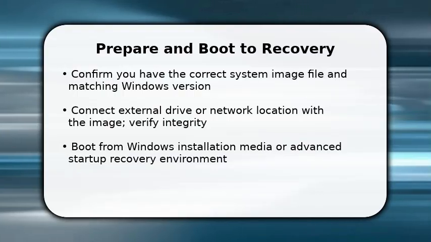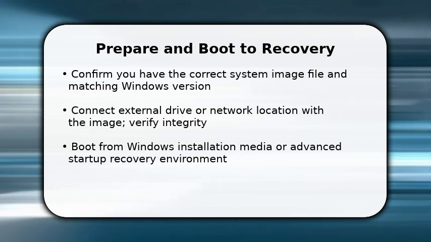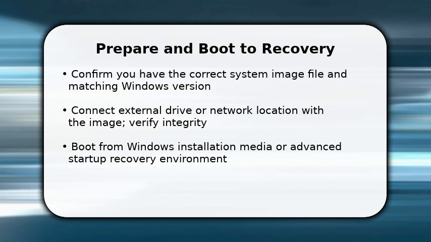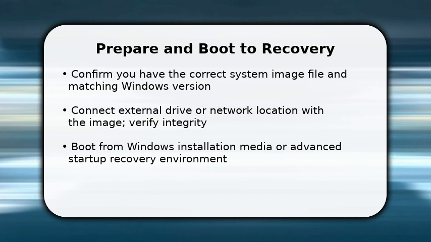You start by confirming the system image matches the Windows build you intend to restore, because mismatched images cause driver and activation failures. Once done, attach the external drive or ensure network access and verify the image file size and checksum to detect corruption. Now reboot into the Windows recovery environment using installation media or advanced startup. You must choose Repair Your Computer. This initial sequence ensures the recovery tools can see the image and prevents wasted effort.